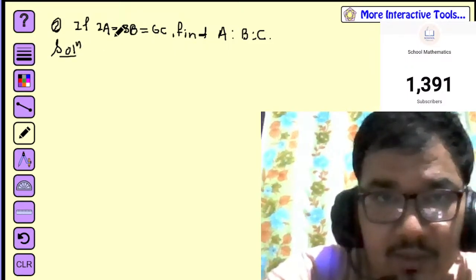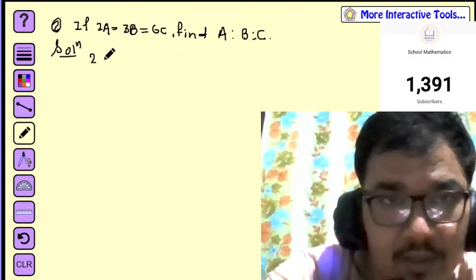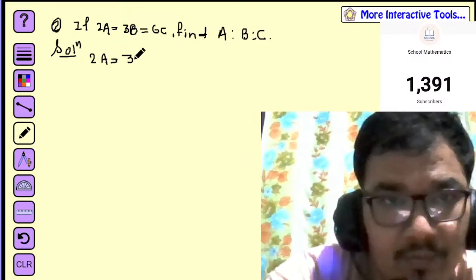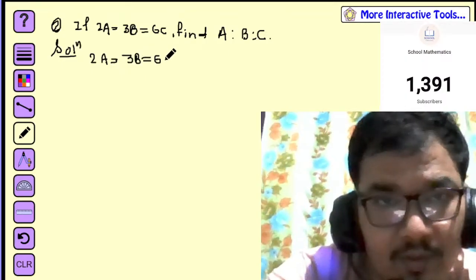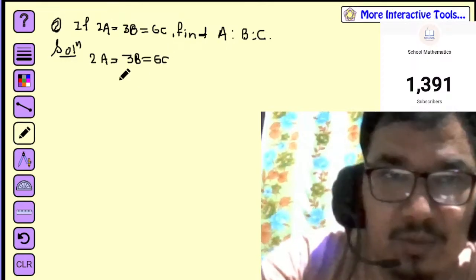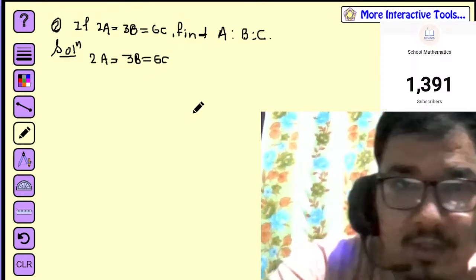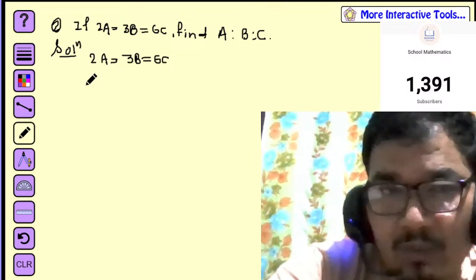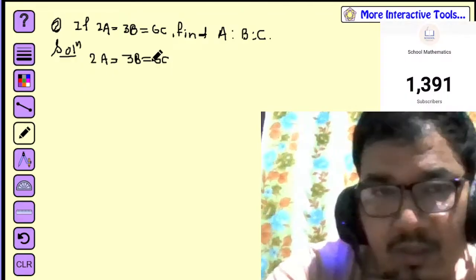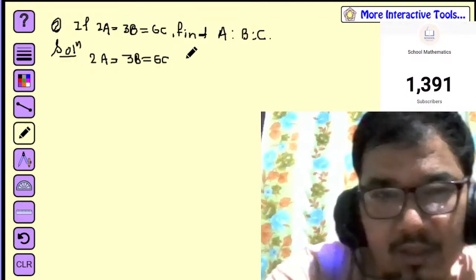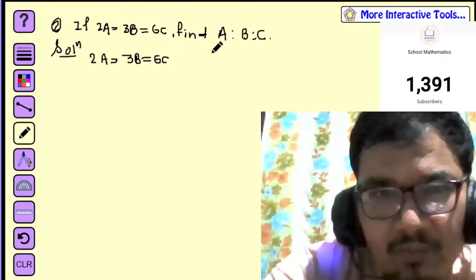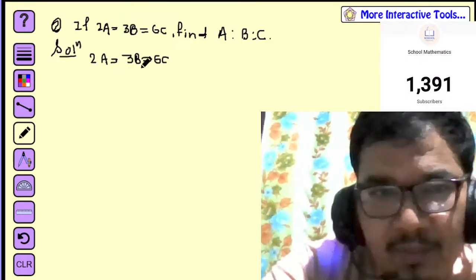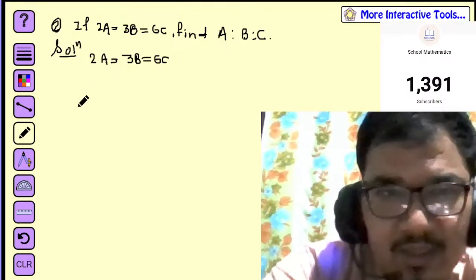First of all, write the given quantities. Look here, this is 2a equals 3b equals 6c. These are all equal. There are different methods to solve this question, and now I want to do the easiest one. We can suppose this is a constant k. Then we can find the values of a, b, c separately and put them here. That also we can apply.